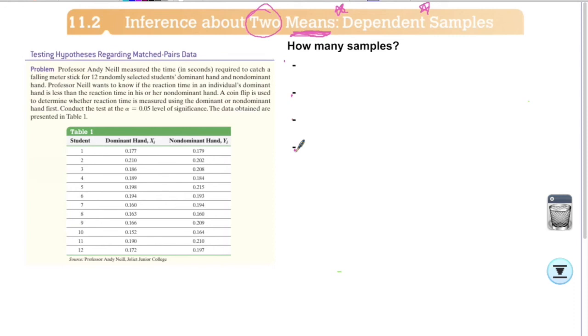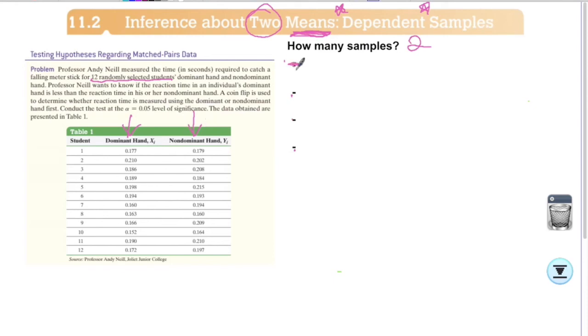So let's take a look at this word problem. Professor Andy Neal measured the time in seconds required to catch a falling meter stick for 12 randomly selected students, dominant hand and non-dominant hand. Professor Neal wants to know if the reaction time in the dominant hand is less than the reaction time in the non-dominant hand. A coin flip is used to determine whether reaction time is measured using the dominant or non-dominant first. Conduct a test at a 0.05 level of significance, and they give us raw data. So first things first, we're dealing with 2 samples, dominant hand and non-dominant hand.